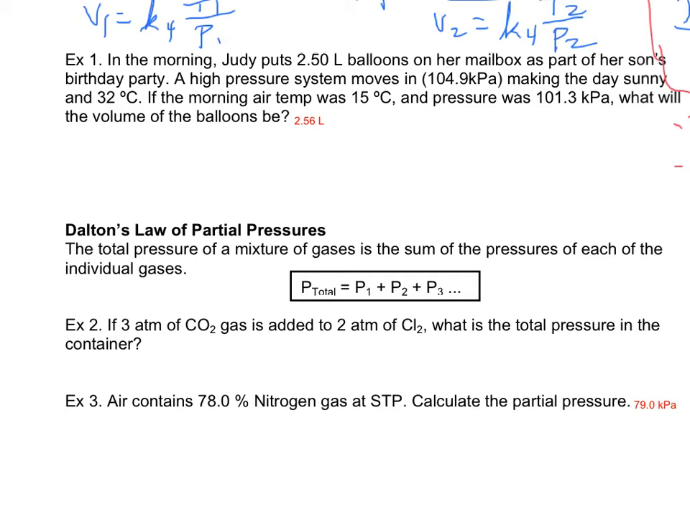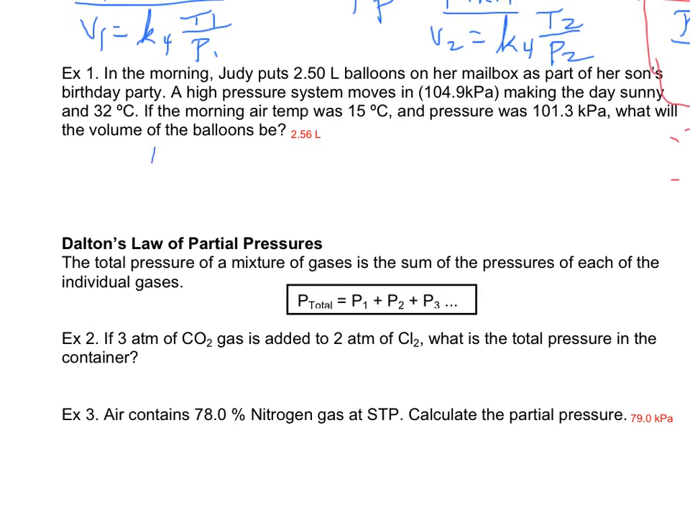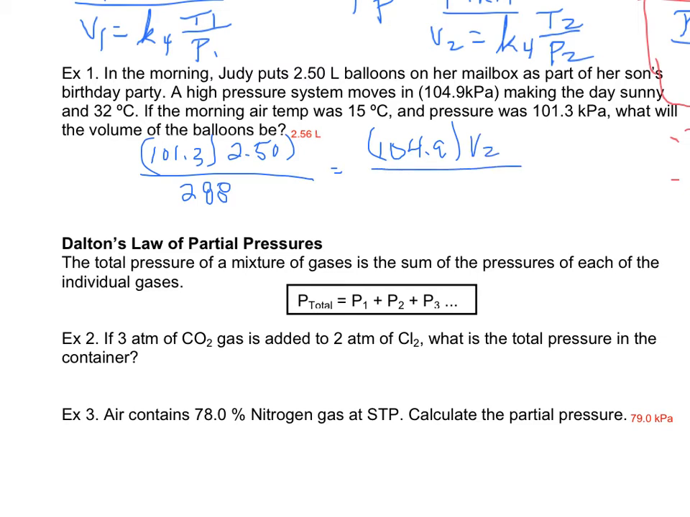Let's plug in what we're given here. Our initial pressure in the morning would be 101.3 kPa. At that pressure, the balloons were 2.5 liters. And the temperature was 15 degrees Celsius, which is 288 Kelvin. For final conditions, I know P2, it's 104.9, and I'm asked for the volume of the balloons, V2, and the final temperature is 32 degrees Celsius, or 305 Kelvin.